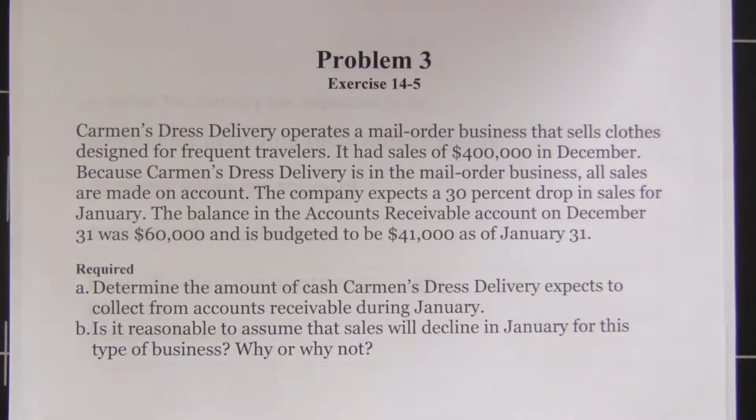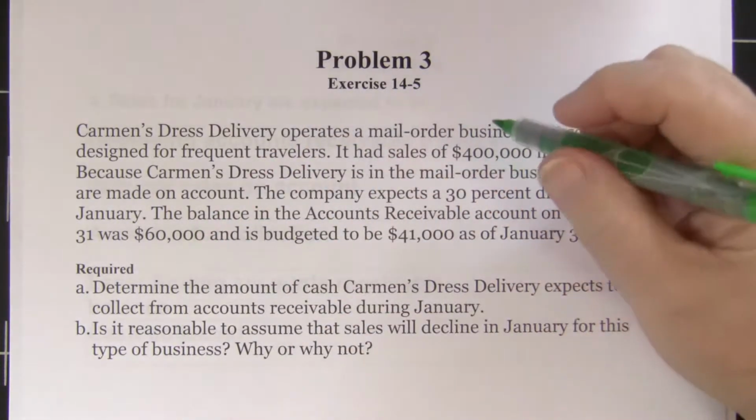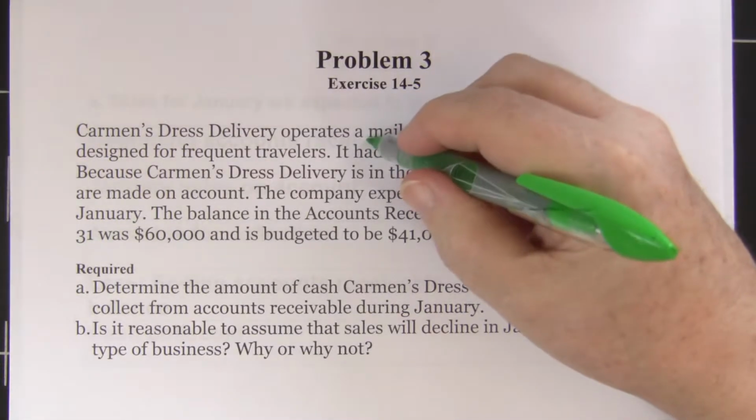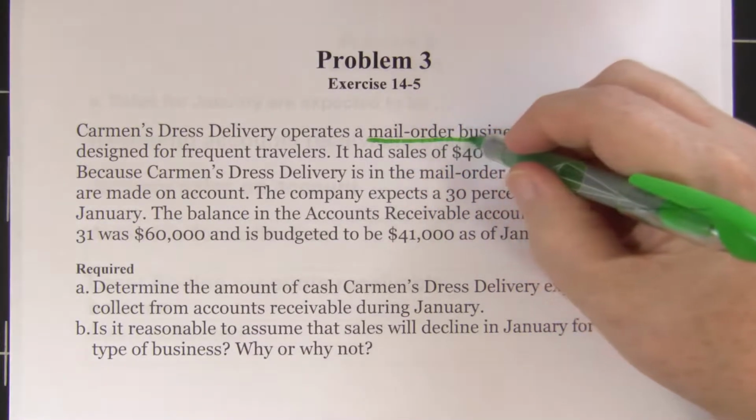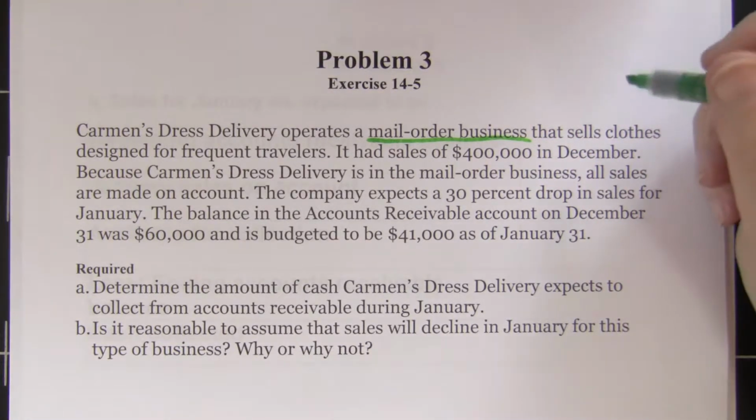Like most other accounting problems, problem 3 on Connect, which is exercise 14.5 in your textbook, is a problem where you have to start by digging through the bull. So I'm going to go through and underline in green the things that we know. I don't care about the name of the company. It's a mail order business. That's important because it means no cash.